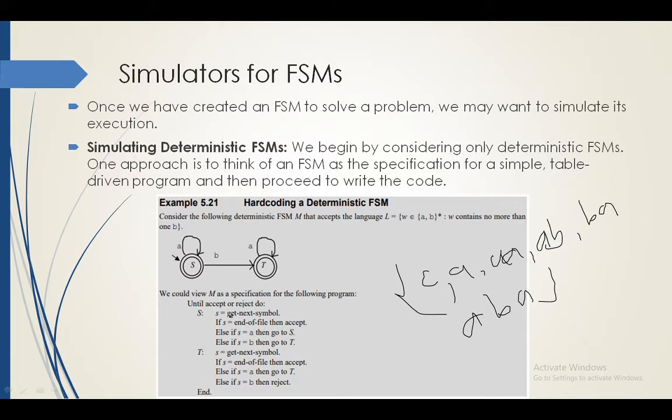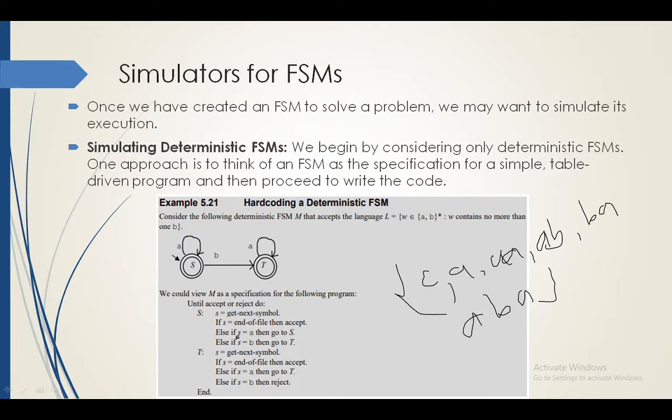So if it is an epsilon, that is also accepted by this. Next, if it is not the end of the file, then I am going to check whether it is a symbol A or a B. If it is an A, then there is a transition to S itself. So I'll write here, then go to S only.